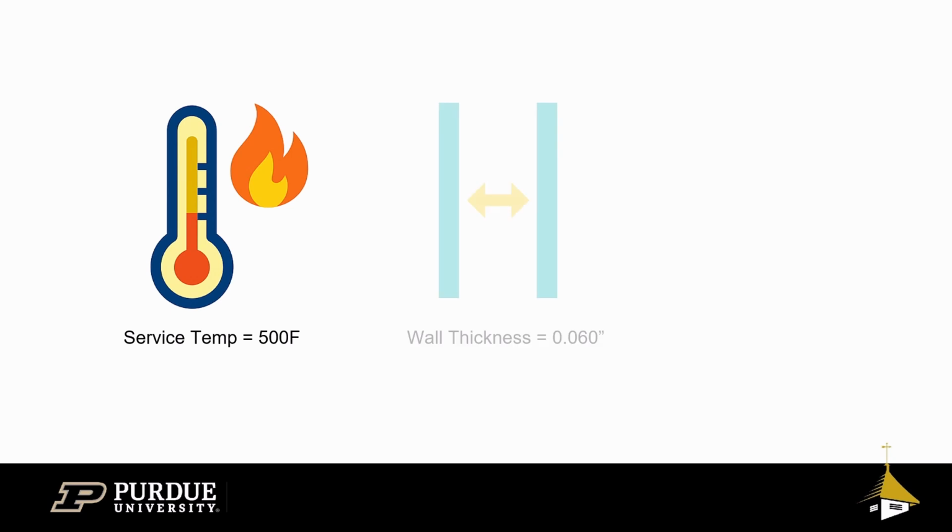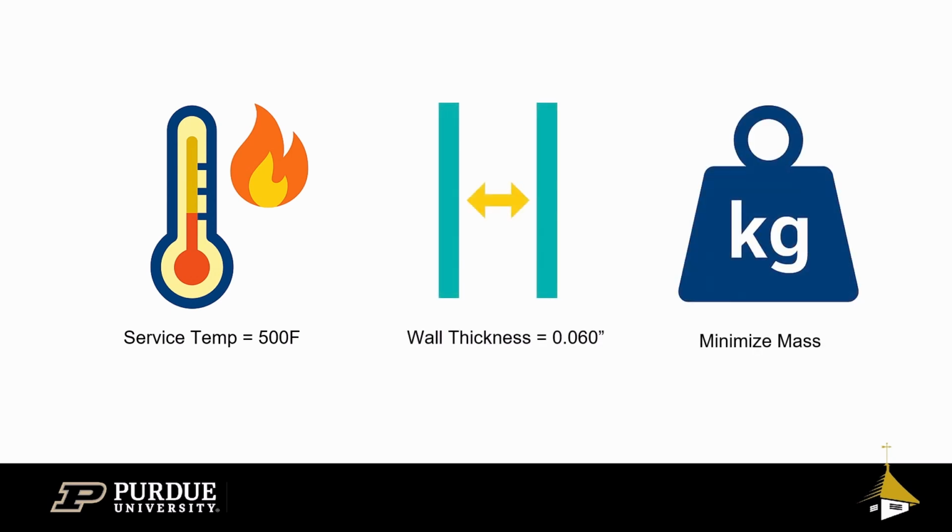Some examples of constraints you might see could be that your material must be capable of forming a wall thickness of 60 thousandths. Let's say that your part needs to fit within a desired design envelope of a broader assembly. We'll say that the part needs to be capable of withstanding a temperature of 500 degrees Fahrenheit while also minimizing the weight of the part.